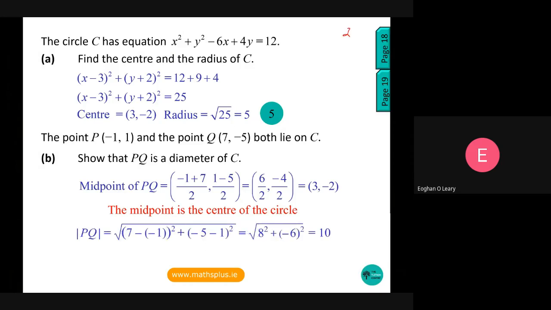Equally, you could get the distance PQ, which is 10, and the distance is twice the radius.